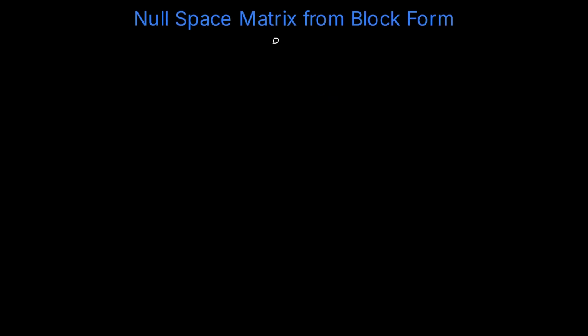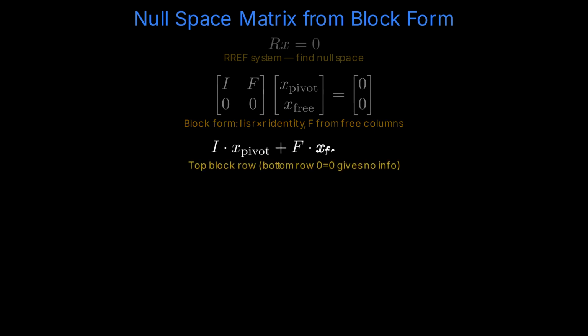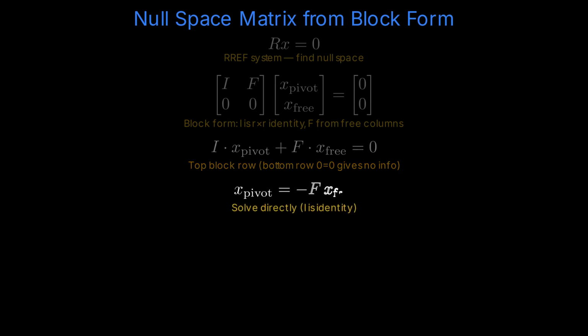Write the system Rx equals 0 in block form, split x into pivot variables and free variables, and the equation becomes the block matrix with I and F on top, zeros on the bottom, multiplied by x pivot stacked over x free equals the 0 vector. From the top block row, we get I times x pivot plus F times x free equals 0. Since I is the identity, we can solve directly. x pivot equals negative F times x free.